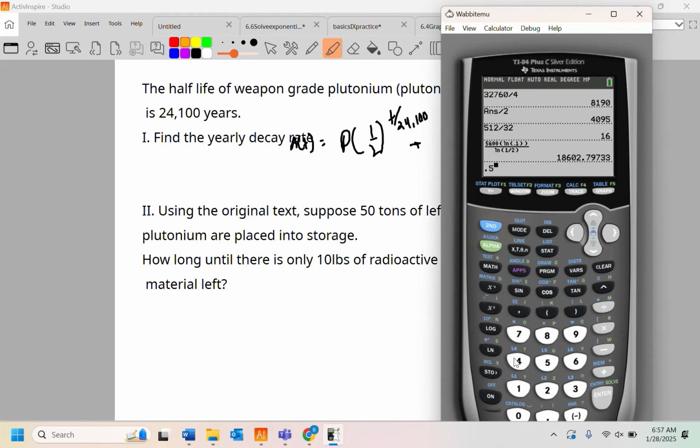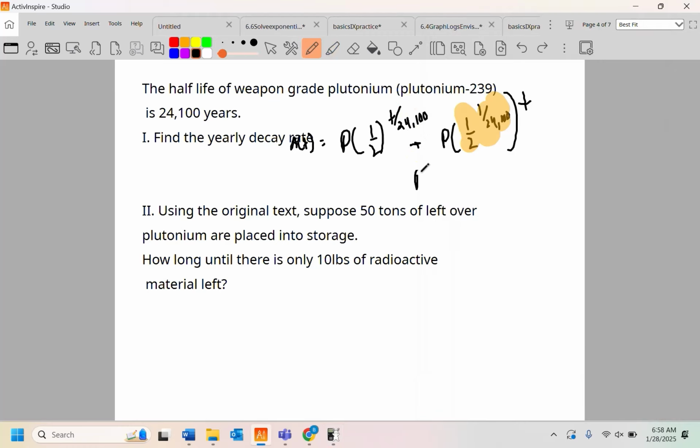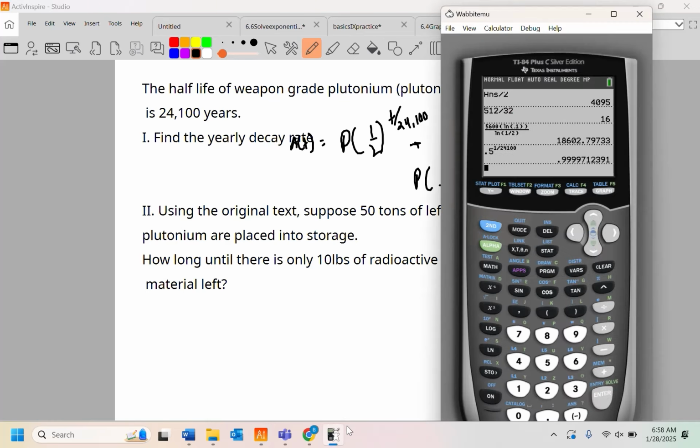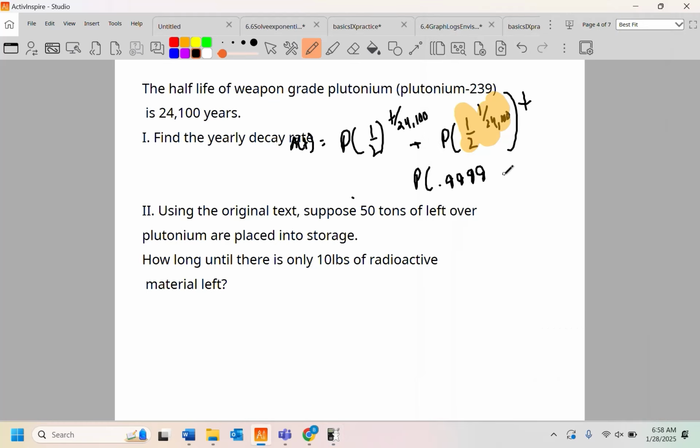0.5 to the 1 over 24,100. We're going to carry this out pretty far because it's radioactive decay. So 0.997123991. There's no way I'll remember that. 4 9s, then 712,391. This, by the way, is still rounded. It is still a rounded number.